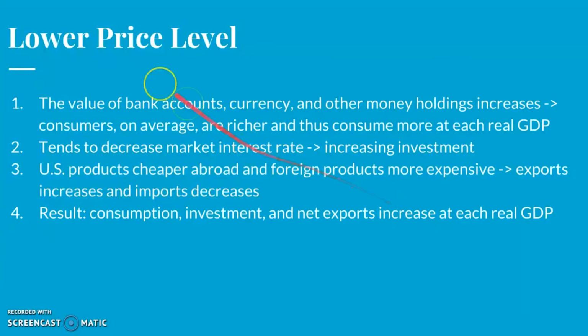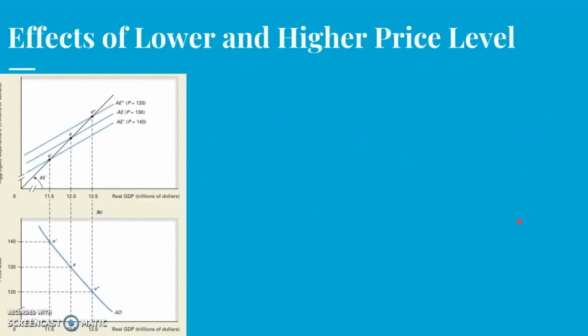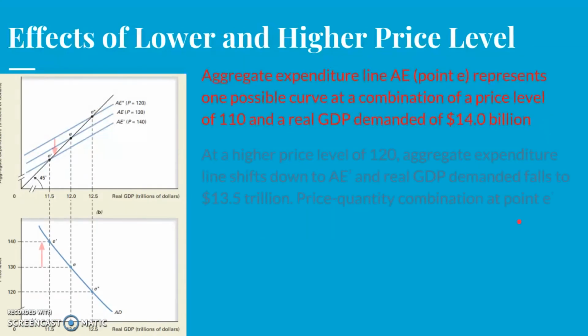In contrast, with a lower price level, the value of bank accounts, currency, and other money holdings increases, and consumers on average are richer and thus consume more at each level of real GDP. It tends to decrease the market interest rate, which increases investment. U.S. products are cheaper abroad, and foreign products are more expensive, so exports increase and imports decrease. Another result is that consumption, investment, and net exports increase at each level of real GDP. So those are the effects of a lower and higher price level.